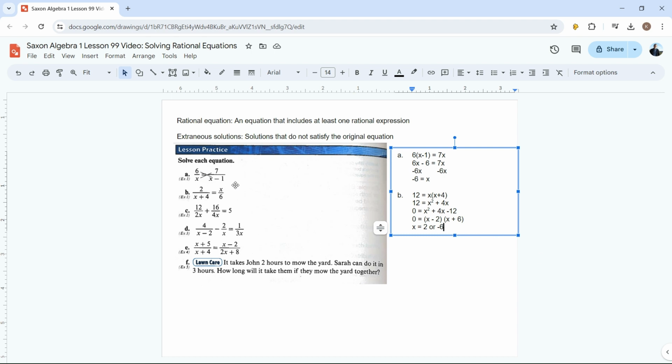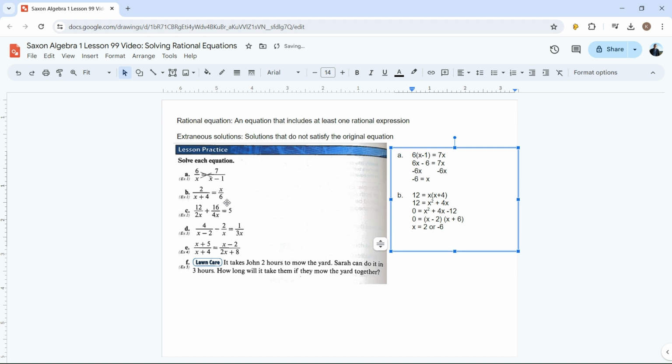Let's try negative 6. Negative 6 plus 4 is negative 2. 2 divided by negative 2 is negative 1. Negative 6 divided by 6 is negative 1. I get negative 1 equals negative 1. Both of these are valid solutions. Neither of them made a fraction with 0 on the bottom.